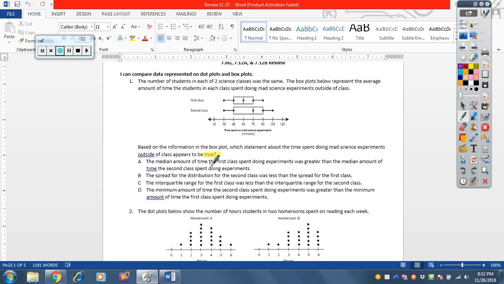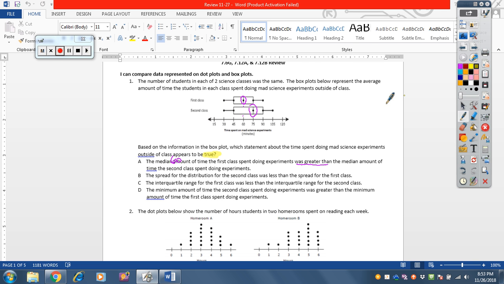A: The median amount of time the first class spent doing experiments was greater than the median amount of time the second class spent doing experiments. So the median for the first class, median means middle, 60, was greater than the median for the second class. Is that true?